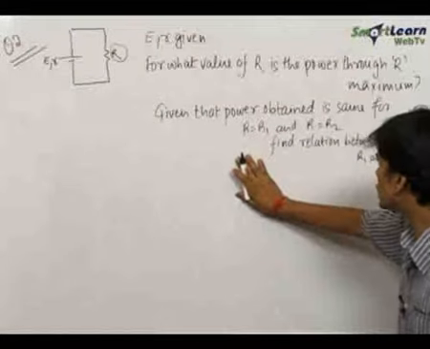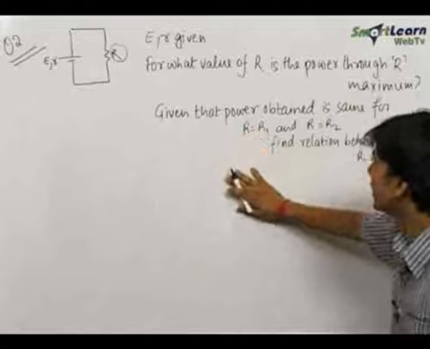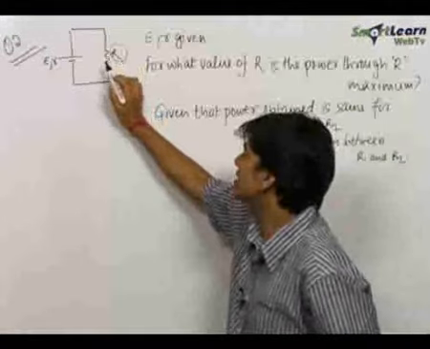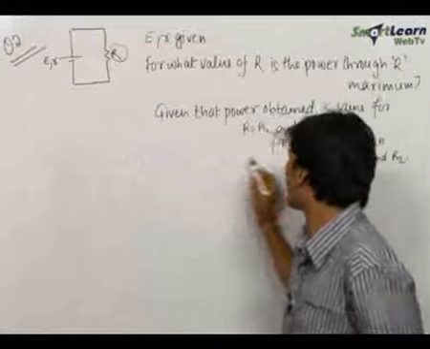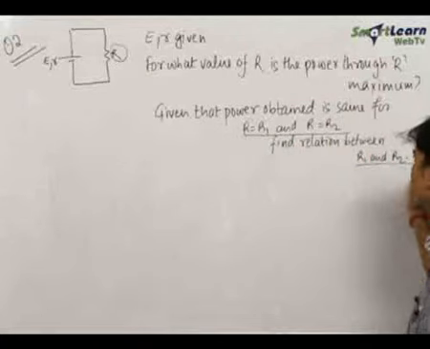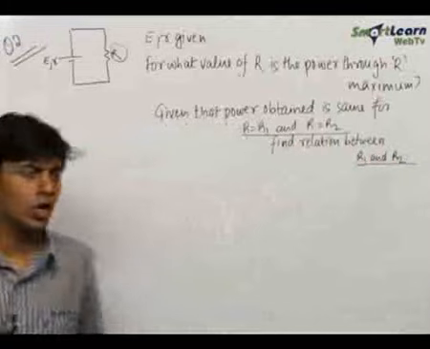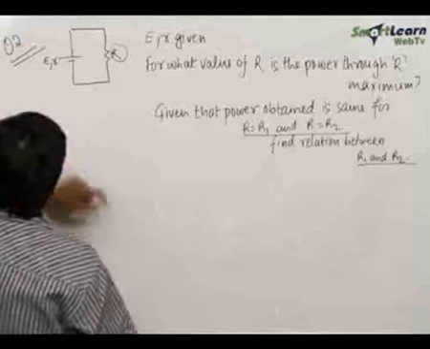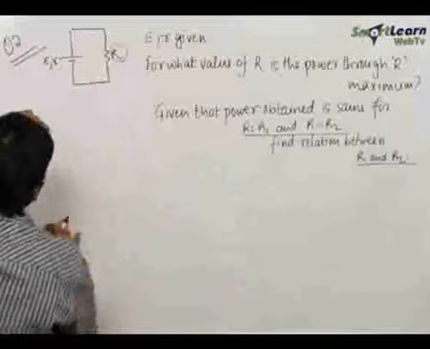And in the second part we have been given that the power obtained through R is same for two values of R, that is R is equal to R1 and R is equal to R2. We need to find out a relation between R1 and R2. So let us begin with the question. Let us find out the power through R first.